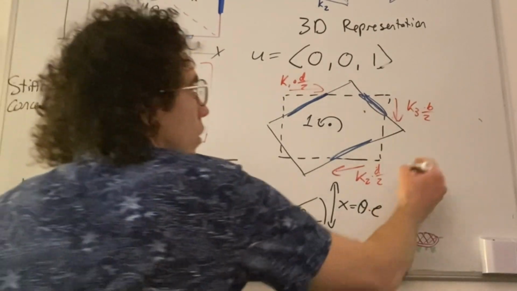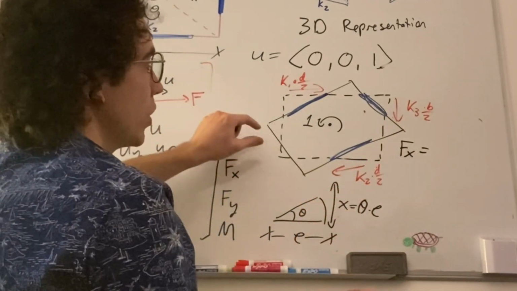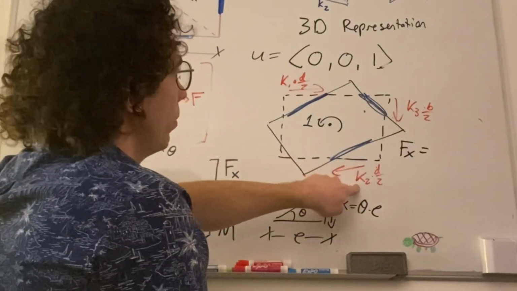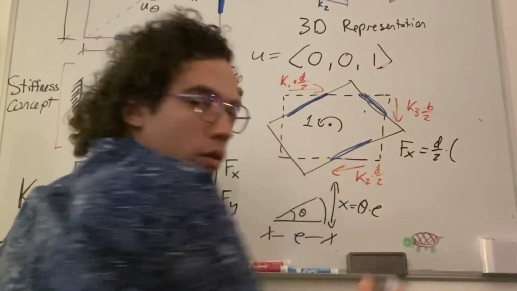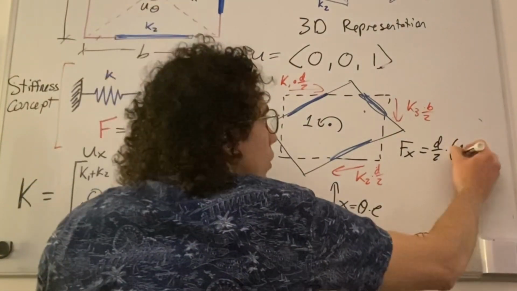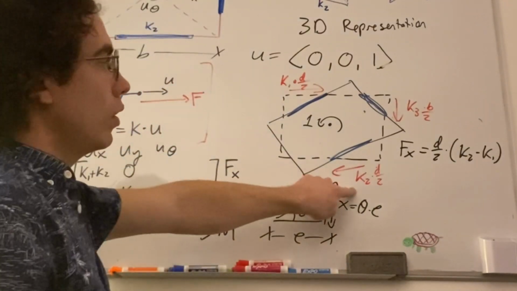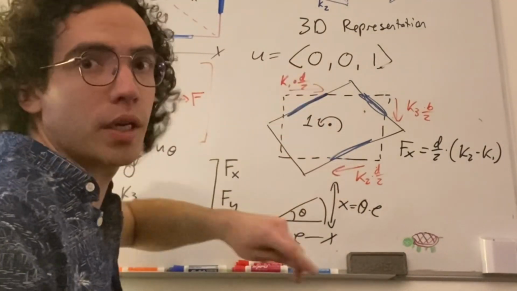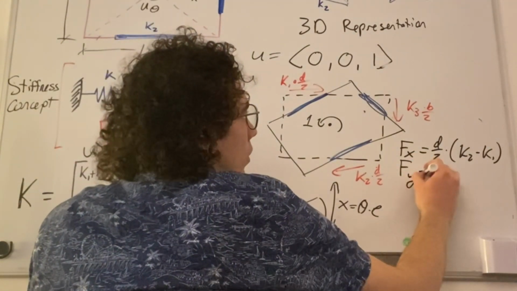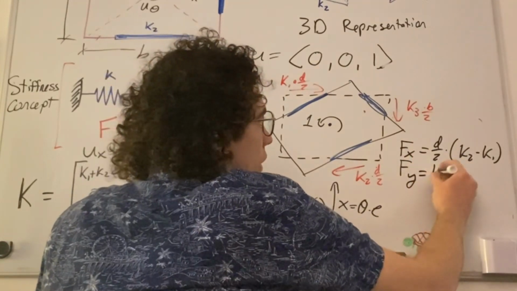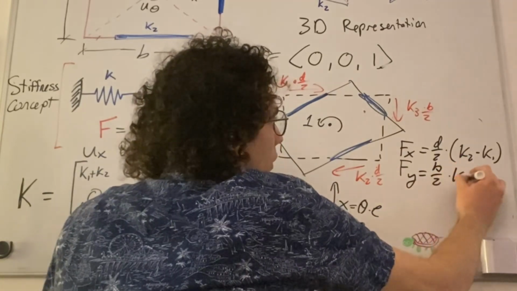So the forces then, Fx would equal, well, to get it in that position, D over 2 times K2 minus K1. So they're in different directions, the bottom and the top, because they're on opposite sides of the building. Fy is just going to be B over 2 times K3.